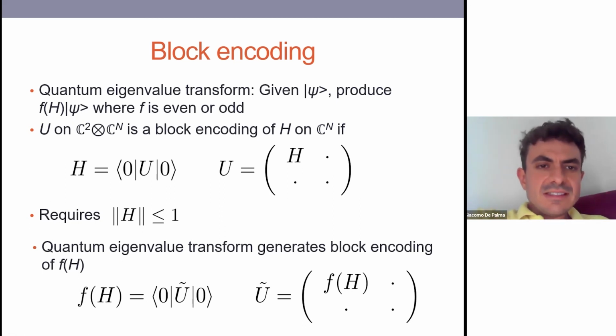And what this quantum eigenvalue transform will produce is the possibility to apply a unitary operator that is a block encoding of f of H. So this means that applying U a given number of times, we will be able to effectively apply this effective unitary operator U tilde that has f of H in the upper left block, or f of H is obtained as this partial matrix element of U tilde.